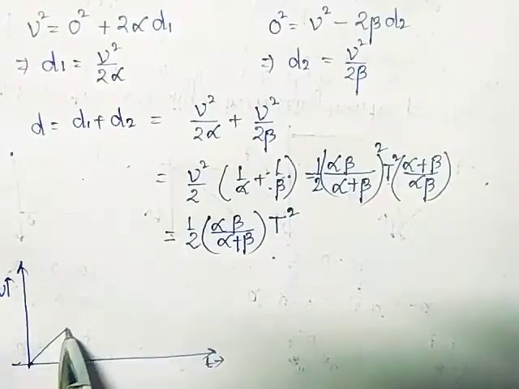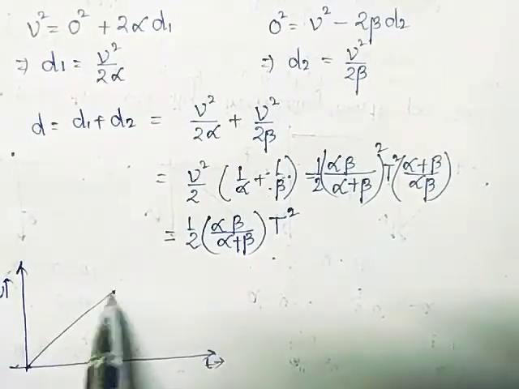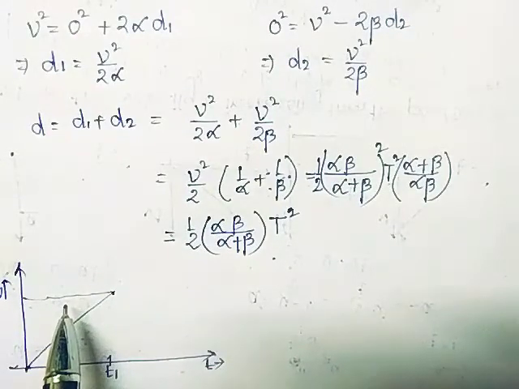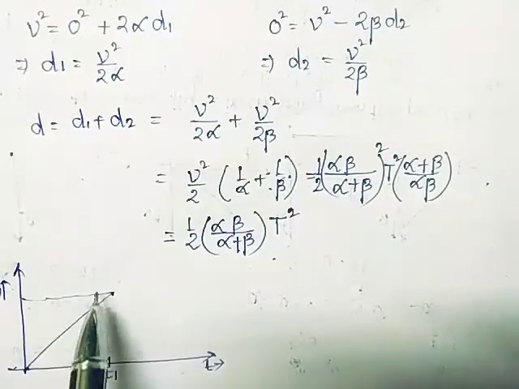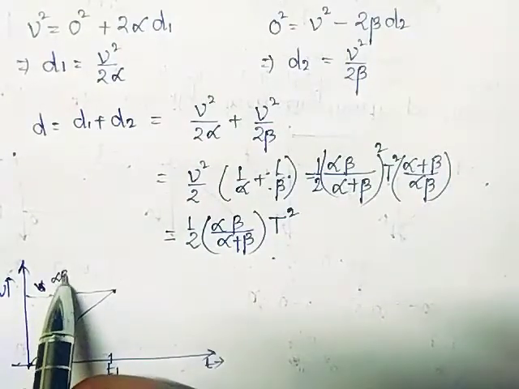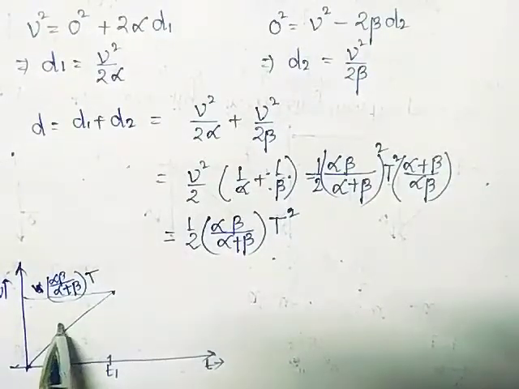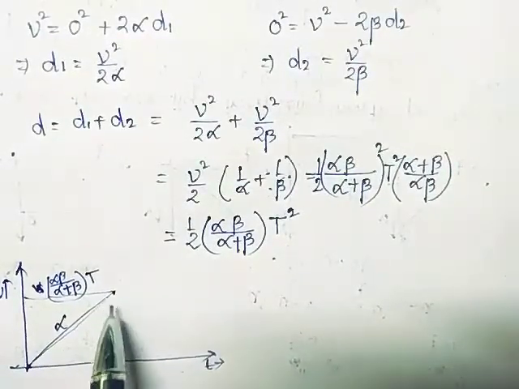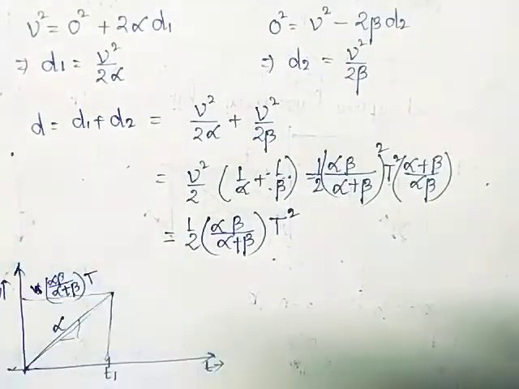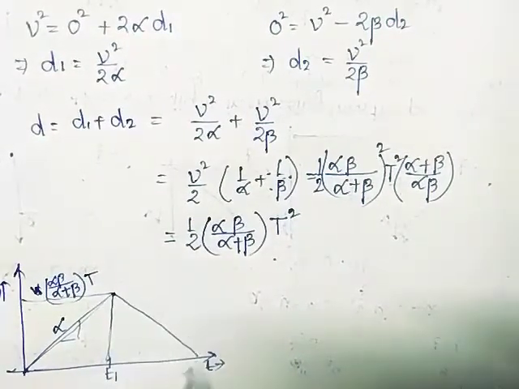It is accelerated, reaches the maximum value, and this maximum value we have just calculated now. The maximum value is alpha into beta divided by alpha plus beta into capital T, the total time. This is the maximum value. It is a constant acceleration, that is the slope. If I take a very small slope or the total slope, it does not matter because it is the constant acceleration. Now it retards with a value beta.